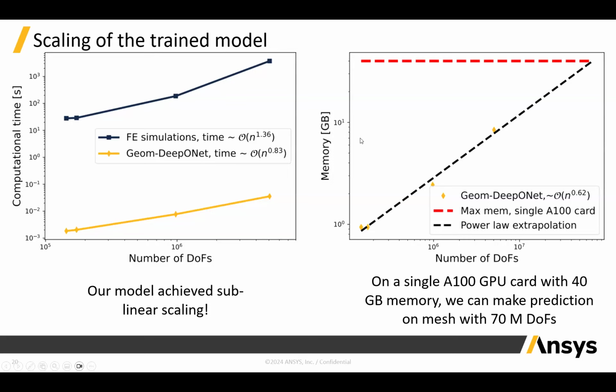And when we also look at the memory usage of making such a prediction, we see that it scales at about n to the 0.62 in terms of the peak memory usage during prediction. If you have 40 gigabytes of memory and you follow that asymptotic scaling, you can theoretically accommodate something with 70 million degrees of freedom. But we did not actually test that, so this is more just extrapolation based on the observed data, the four points of data that we have.